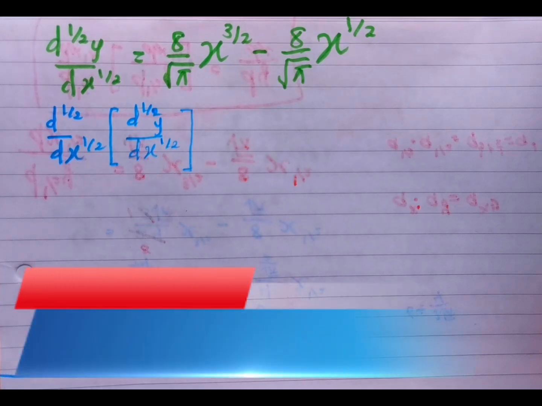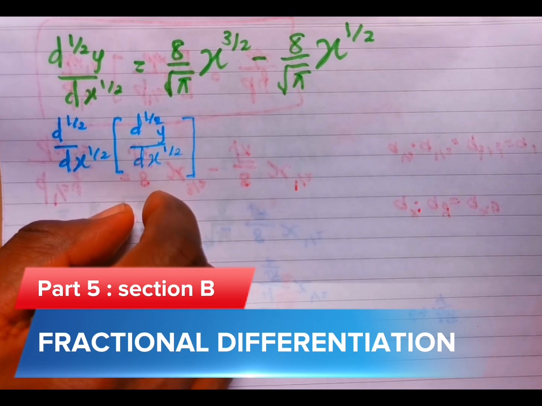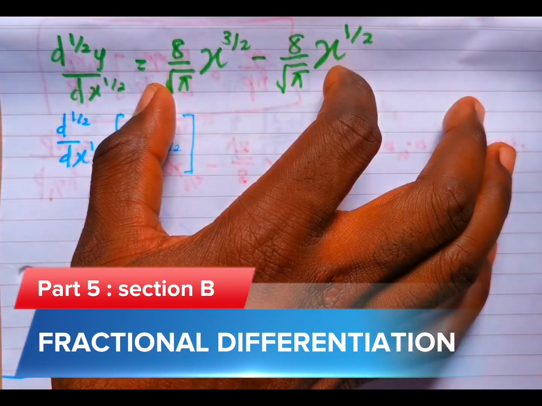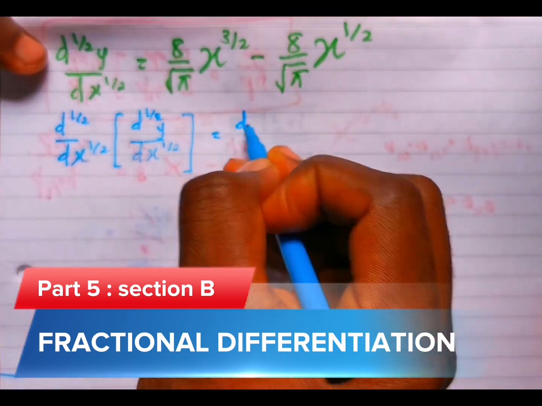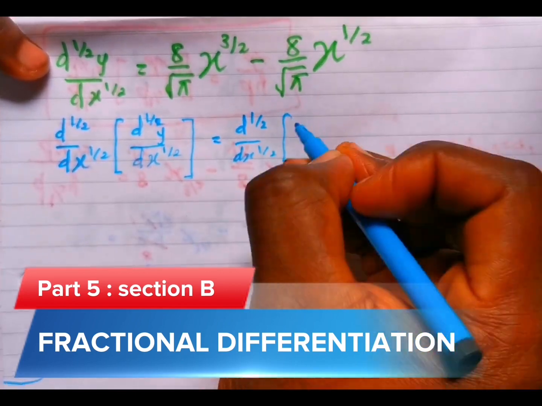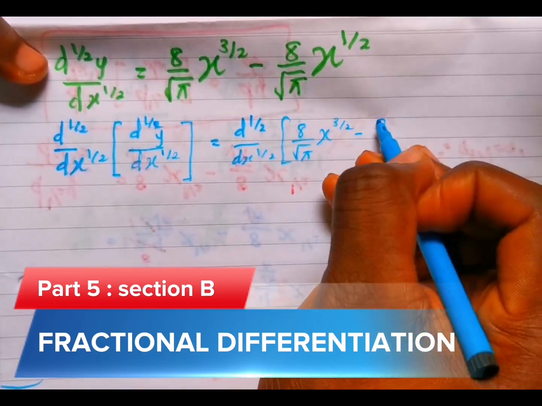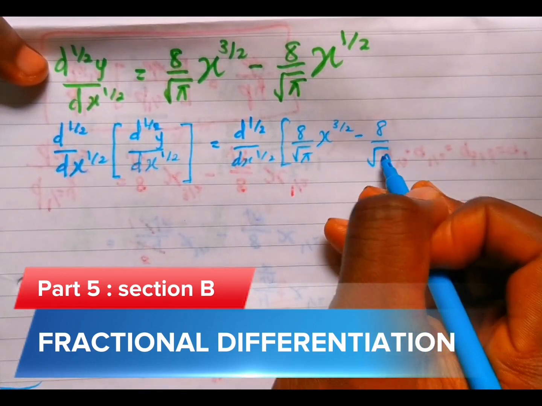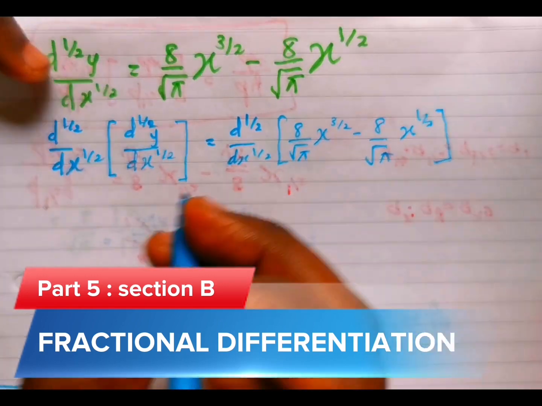Now we move to the second example on fractional differentiation. We have the half derivative of the given function. The half derivative that we found in our previous solution is equal to this. So this is the same thing as the half derivative of 8 over the square root of pi x to the power 3 over 2, minus 8 over the square root of pi x to the power 1 over 2. And this is what we want to solve.